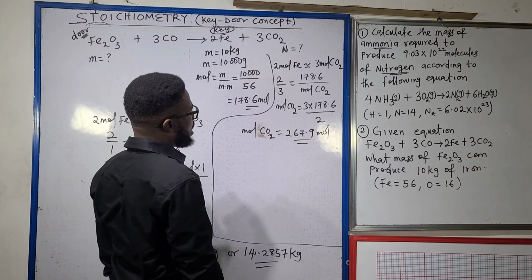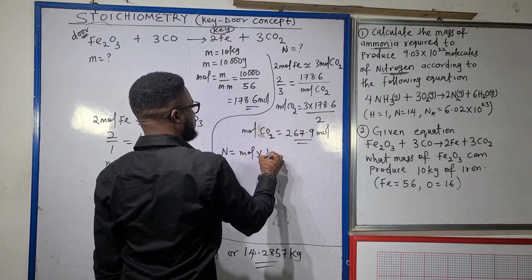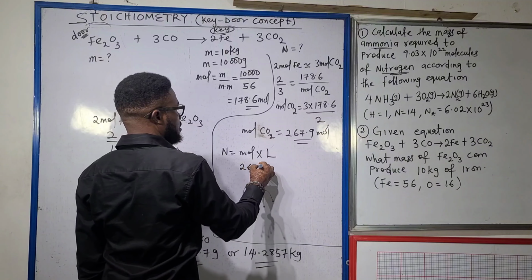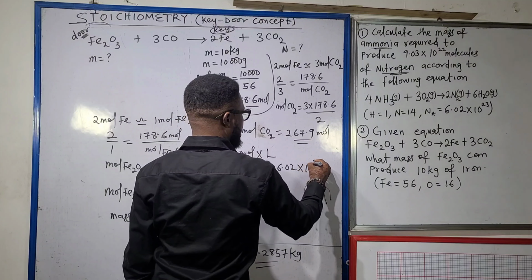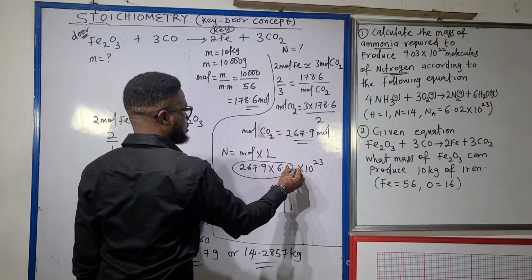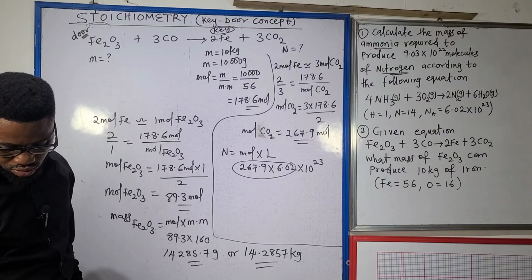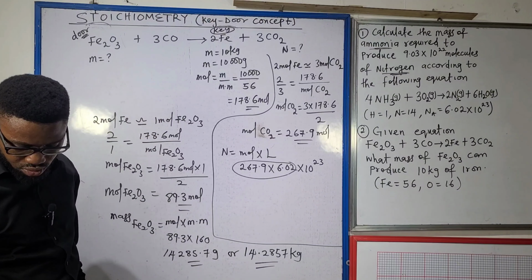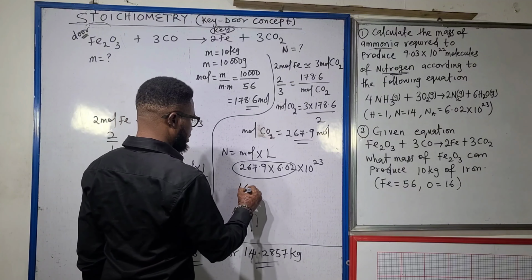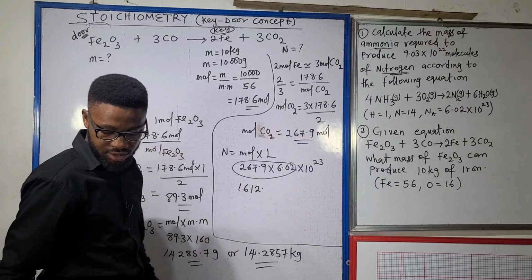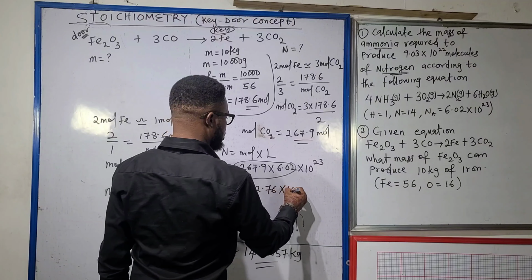Of course, I am not told to calculate the mole of carbon dioxide. I am told to look for the number of particles, and you know the number of particles is actually mole times Avogadro's number. So that is 267.9 times 6.02 times 10 raised to power 23. Look at this: 267.9 times 6.02 is 1612.76 times 10 raised to power 23.